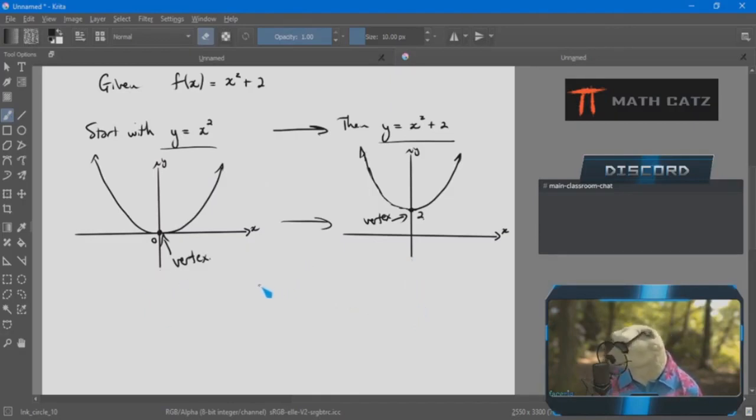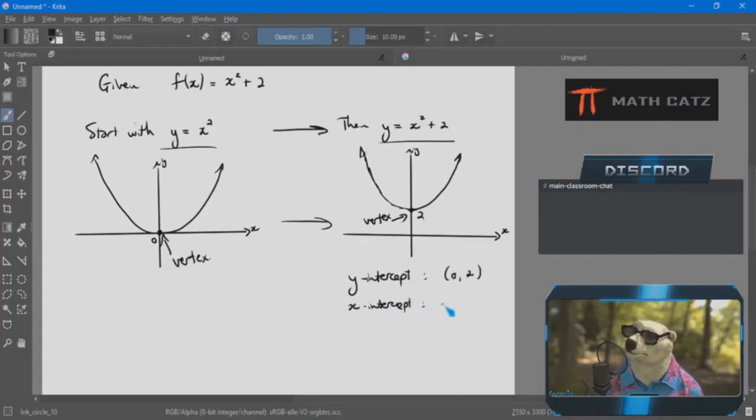All right. So they want to know the y-intercept. Easy. Because I just moved my graph up, the y-intercept is 0, 2. X-intercept.